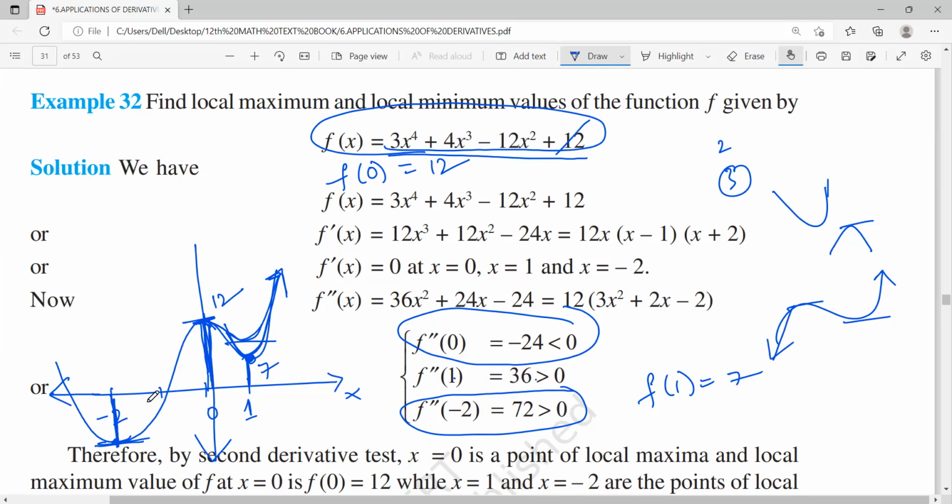Like this you can draw the exact graph. Like this it is.